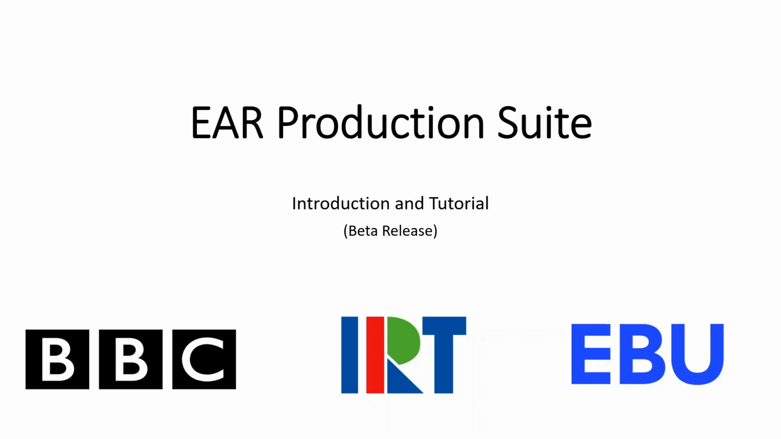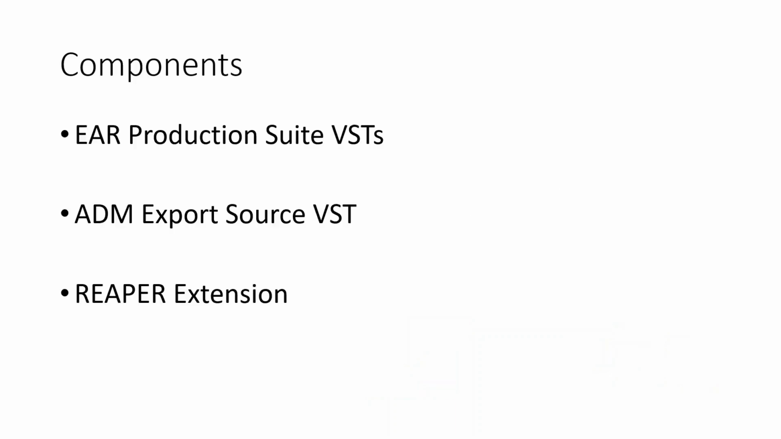This video is a brief introduction to the software and a quick tutorial to help you get started. The Ear Production Suite is comprised of three components. Firstly, there's the Ear Production Suite VSTs. So these are a collection of VST plugins that you use to define audio assets to include in an ADM file and to author the ADM structure.